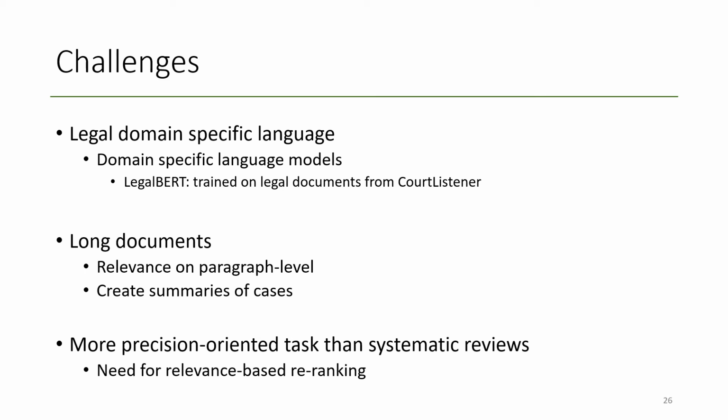Or another approach which is used is that, given a long document, you create a summary of the case or of the long document, and then you use this summary, which is shorter, as input for your neural information retrieval model. And then another challenge is that the task is more precision oriented than in systematic reviews. It's not this exhaustive, and therefore there's also the need for relevance-based re-ranking in the second stage of the retrieval.